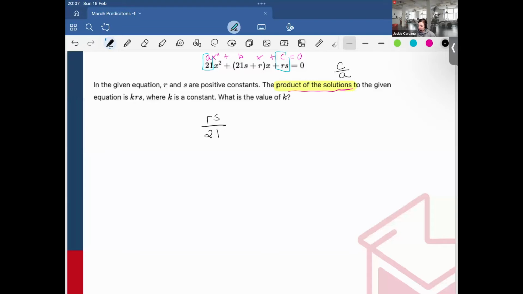RS over 21 is equal to KRS, provided here in the formula. Multiply each side by 21. Divide by RS. When you divide by RS, this would just become 1, which equals 21k, and 1 over 21 equals k. Super short, super fast, just applying the shortcuts. These have appeared on multiple official SAT exams. Make sure you know them and how to do them. Recognize when it's a quadratic equation, you can do this.